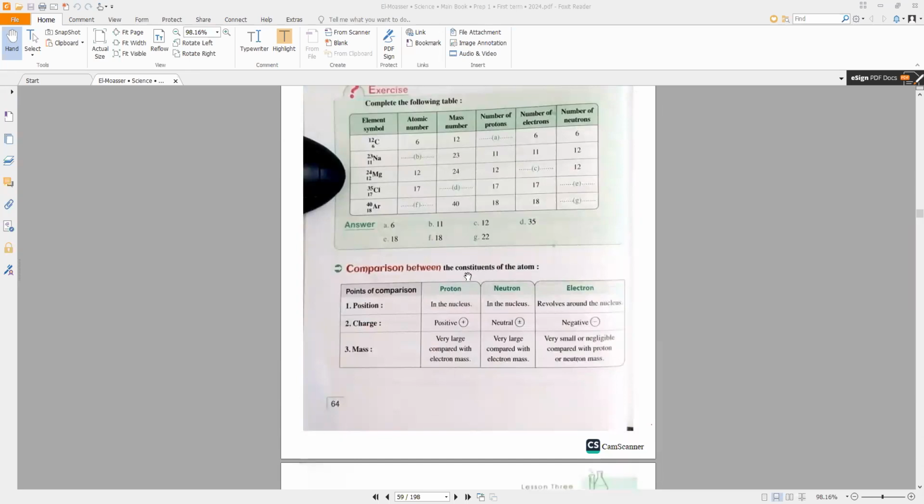Comparison between the constituents of the atom: proton, neutron, and electron. Number 1, position: proton in the nucleus, neutron in the nucleus, but electrons revolve around the nucleus in fixed orbits called energy levels. Charge: proton is positive, neutron is neutral, and electron is negative. The masses of the proton and the neutron are very large compared with the mass of the electron, so the mass of electrons is very small or negligible.